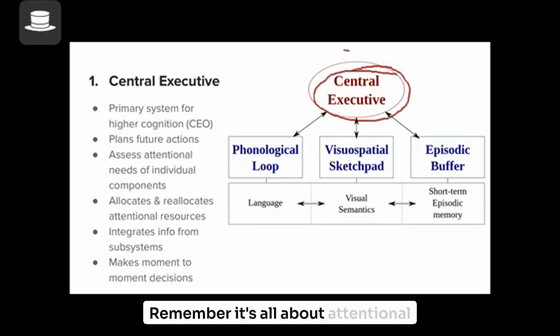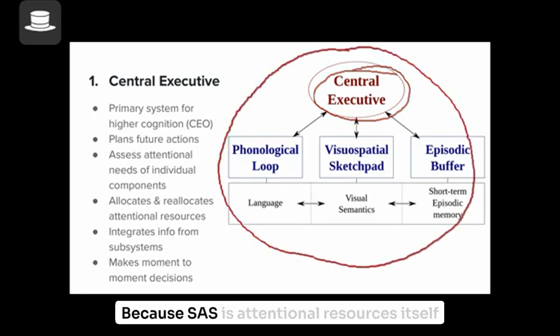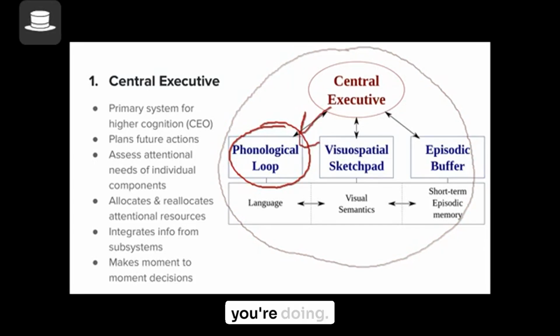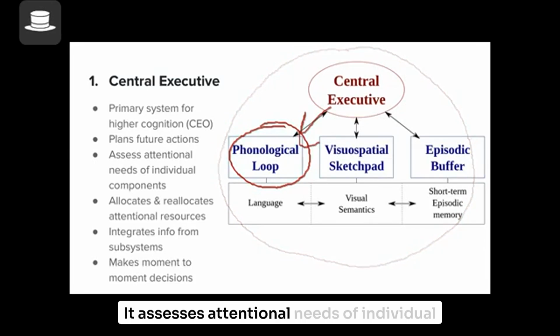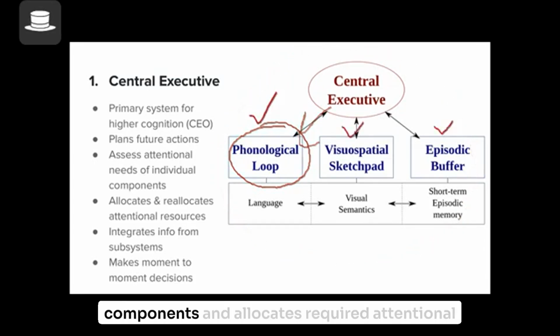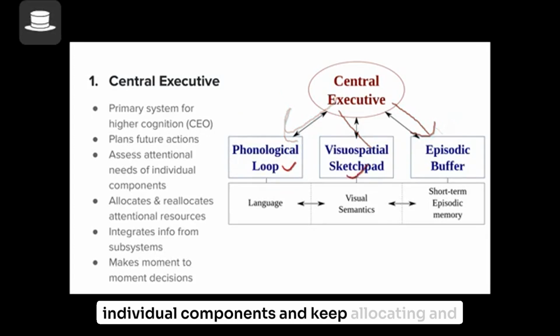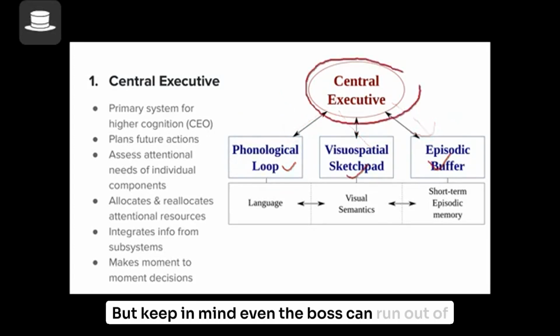Remember, it's all about attentional resources, because the SAS is an attentional resource as well. The central executive assesses attentional needs depending on what you're doing. It assesses the attentional needs of individual components and allocates the required attentional resources. It keeps track of these needs and keeps allocating and reallocating. But keep in mind, even the boss can run out of fuel, because attention in general is limited.